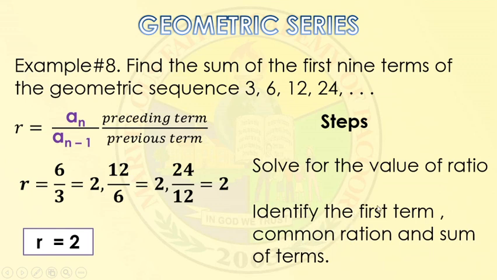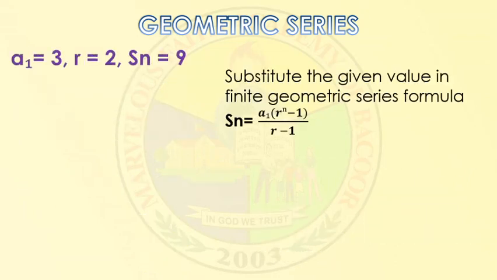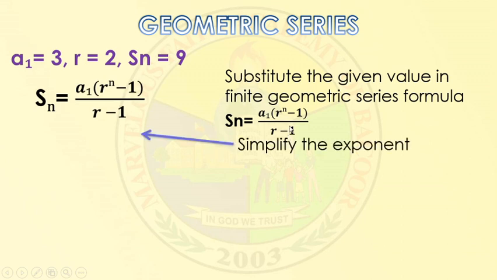Then next, identify the first term, the common ratio, and the sum of the terms. Okay, so the first term, we have 3. Common ratio is 2, and we are looking for the sum of the 9 terms. So, n equals 9 kasi hinahanap natin yung sum ng first 9 terms natin. Okay? Then next, we're going to substitute the given values in the finite geometric series formula. S sub n equals the first term, quantity r raised to n minus 1, over r minus 1. Okay? So, substitute lang natin.